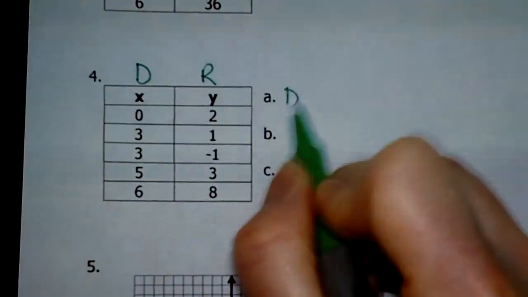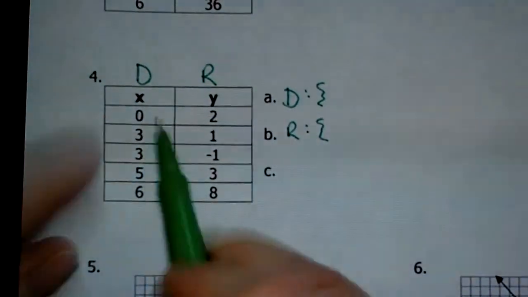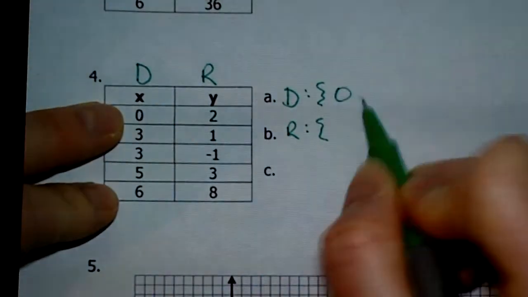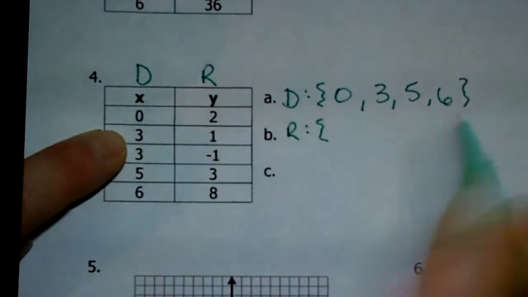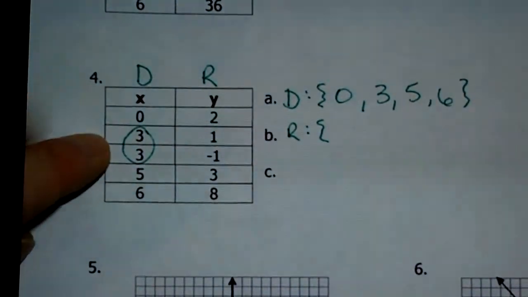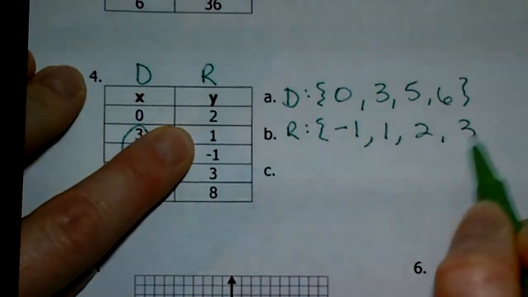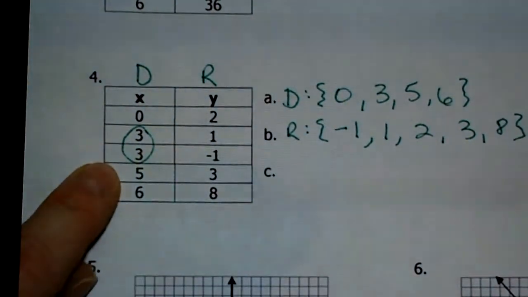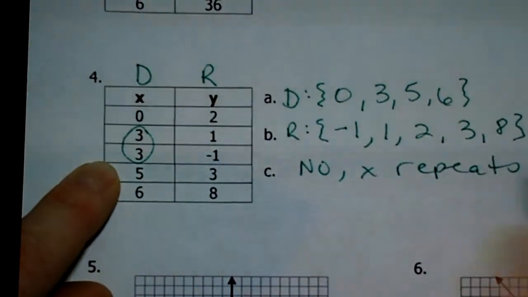Welcome back. Okay, domain. Or hi, if you didn't pause it. Okay, in the domain I see 0, a couple of 3s, a 5, and a 6. I'm going to list them in order. I don't need to list the 3 twice, just one time. I don't have to list repeating, but I'm making a note that it repeats. And then in my range, the lowest is -1, and then next would be 1, 2, 3, and 8. Because this domain has repeating x value, it would be a no. X repeats. It's not a function.